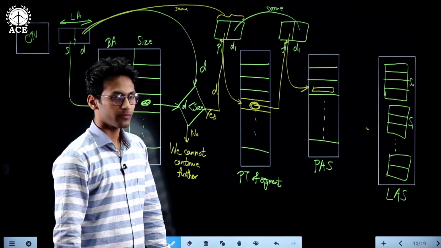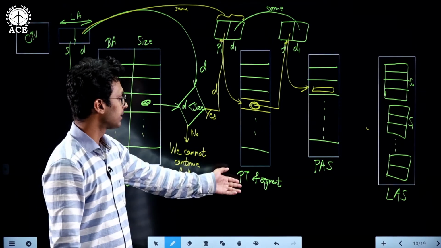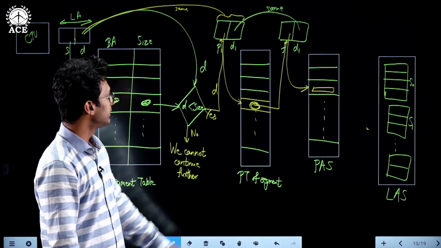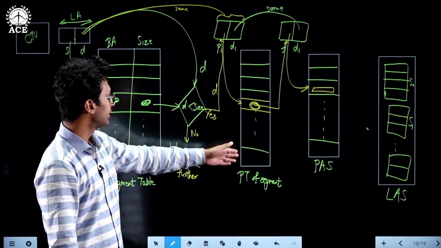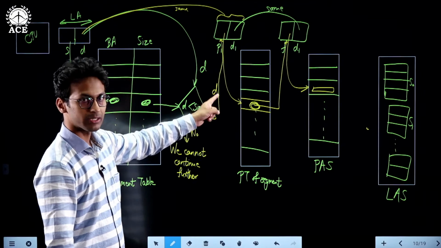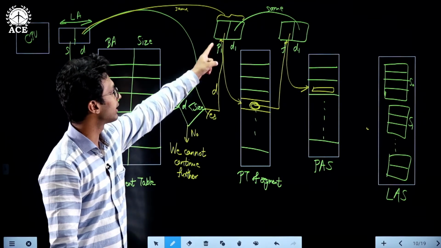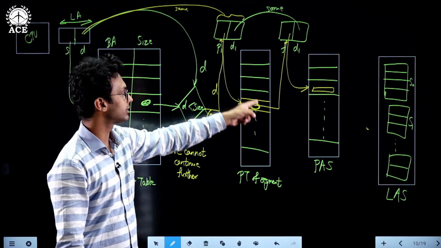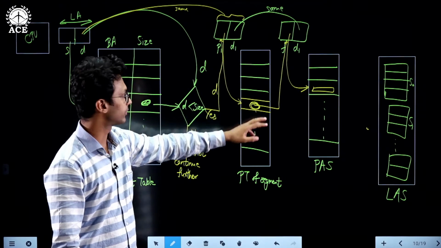See, once we have the base address, we'll create that particular page table of segment. Within that page table of segment, we'll have to check for that segment offset, isn't it? From D we'll get the segment offset. Which particular page do you want to refer to? What is that particular page offset or frame offset, whatever it is.